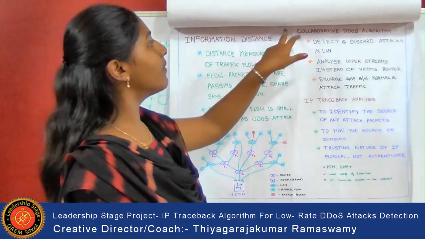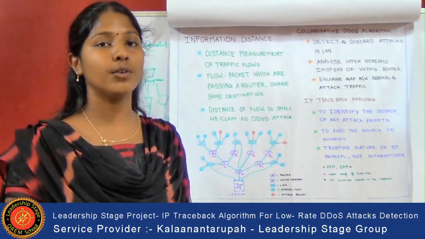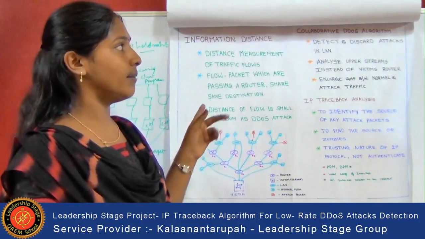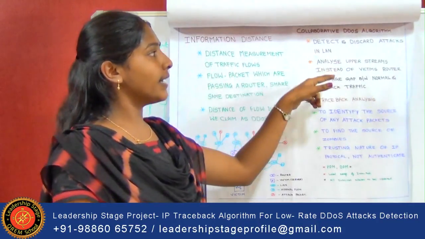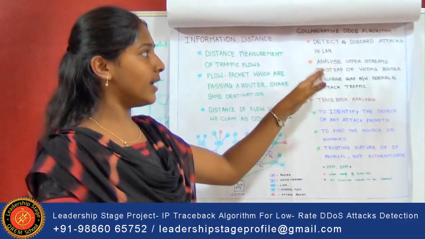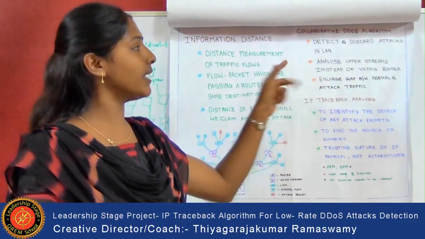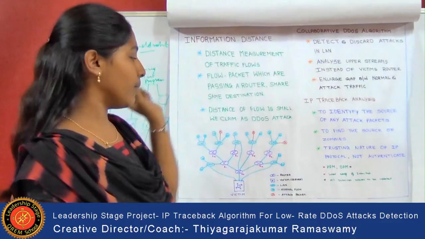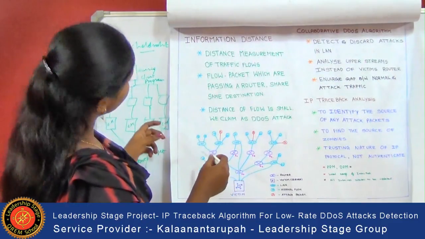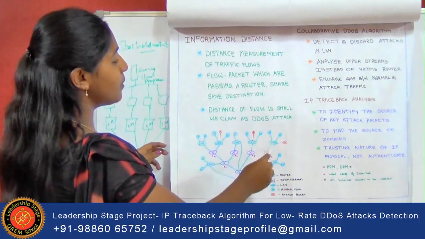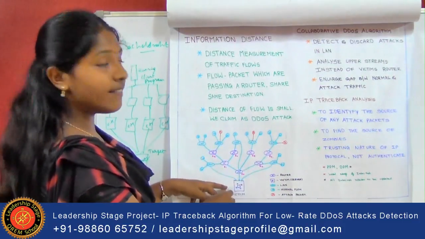Before explaining this, we go for the third module. This is the collaborative DDoS attack algorithm. Using this algorithm, we can detect low-rate DDoS attacks early and discard the attack packets in a LAN. And using this algorithm, we can analyze the attack packets in the upstream routers itself, instead of only in the victim's router.